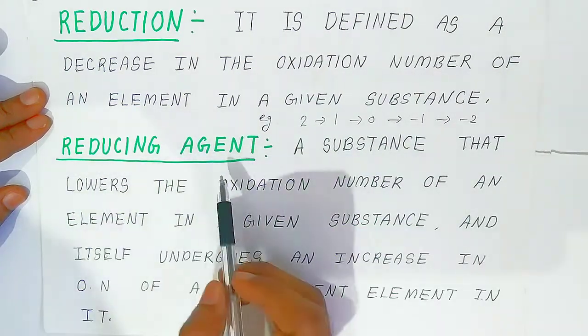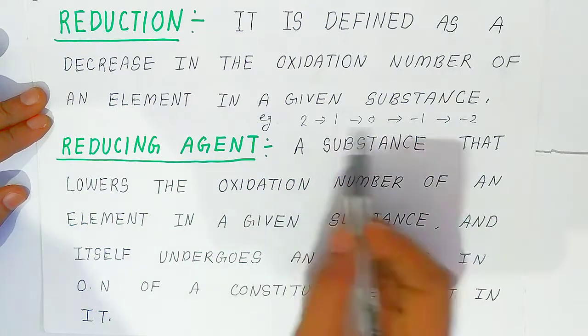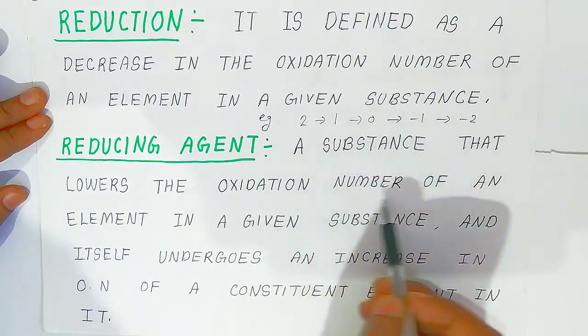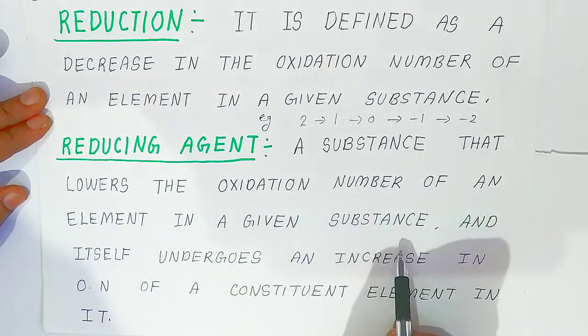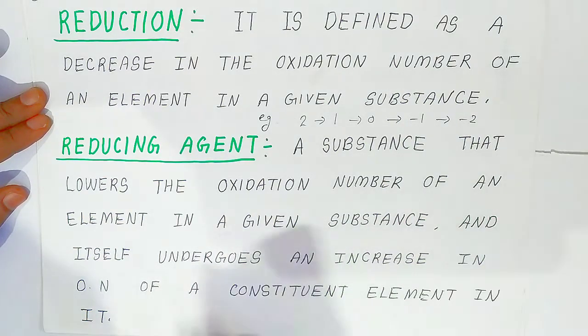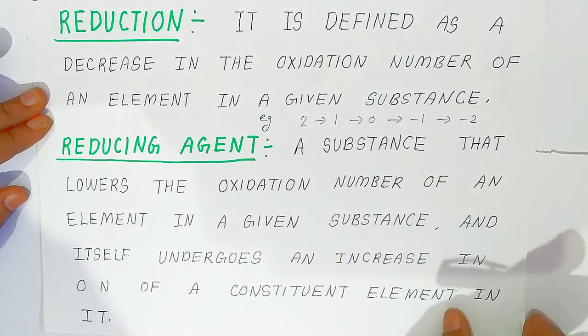Now what is a reducing agent? The substance which lowers the oxidation number of an element in a given substance, and itself undergoes increase in the oxidation number, is called a reducing agent.